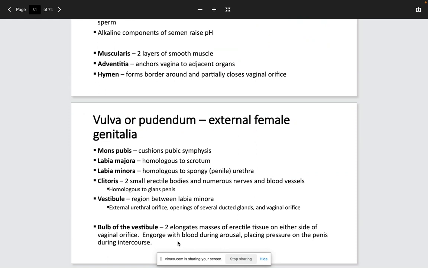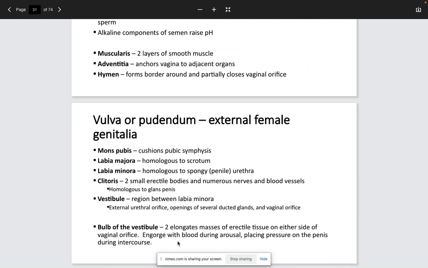Now we'll begin talking about the vulva. Again, we talked about the vulva at the beginning of yesterday's lecture. The vulva is actually visible. The uterus is not visible. The cervix is not visible unless you have special tools in a gynecology exam room.